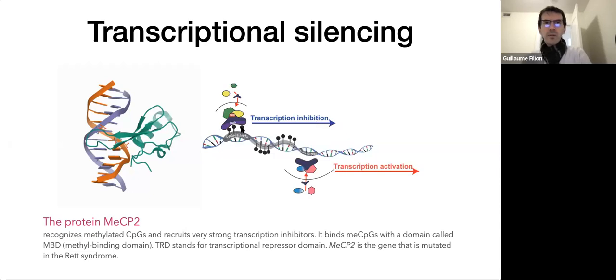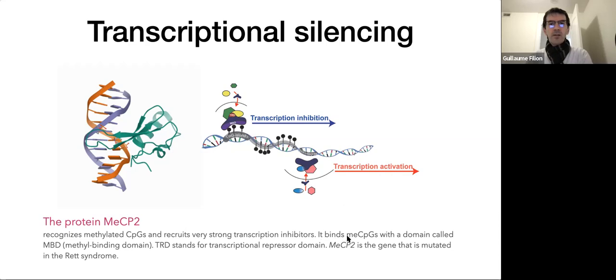Okay, so like you've got the CpG islands here with the methylated CpGs, the MBD of MECP2 is recognizing them, and then that brings plenty of stuff to just repress transcription. If you have no methylation on the CpG islands, then the complex here with MECP2 is not binding, and there's no repression of transcription. They can be activated.